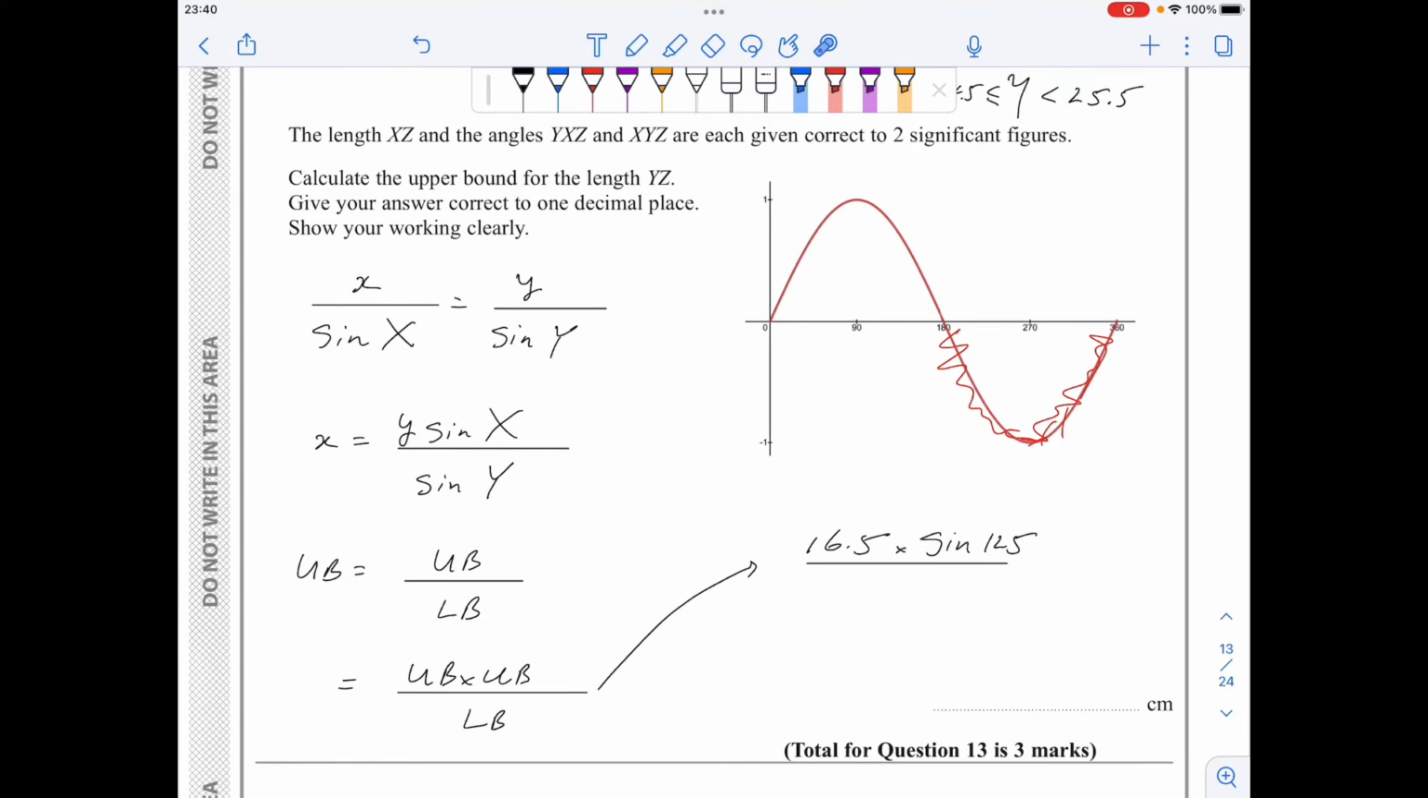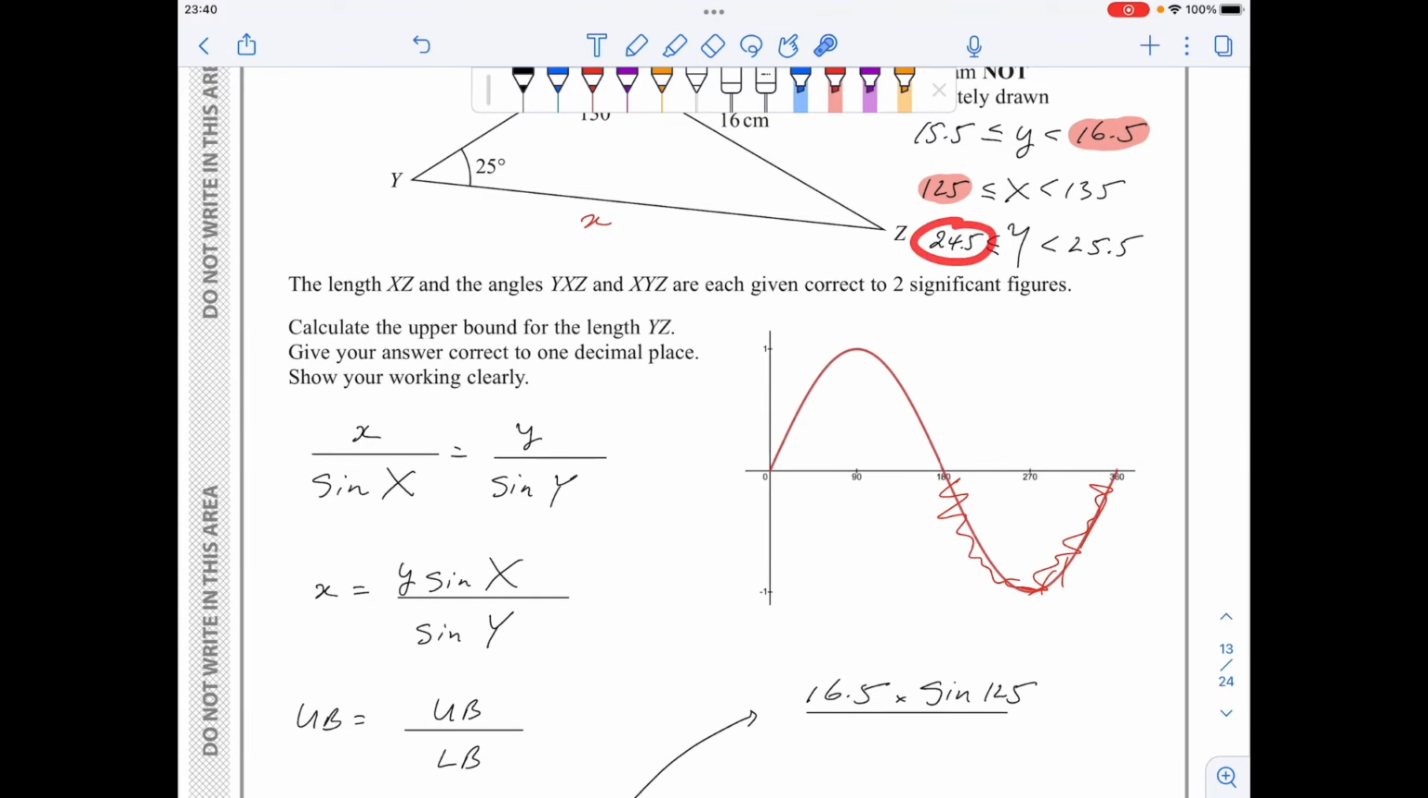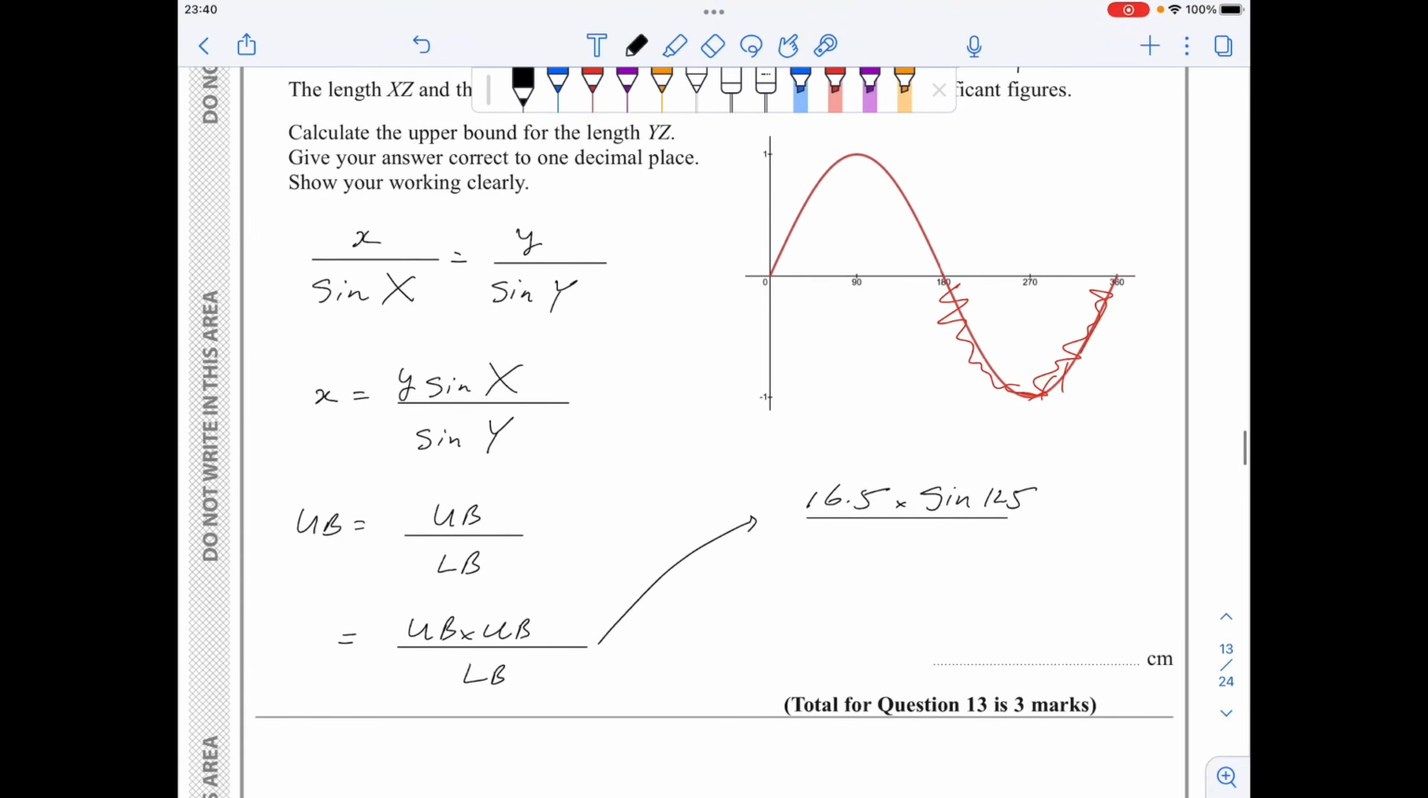And for the denominator, I need the lower bound of sine y, which means my y value should be as far away from 90 as possible. And out of those two values, the one that is further away from 90 is 24.5, hence sine of 24.5. If you put this on the calculator, you will get 32.6 to 1 decimal place.